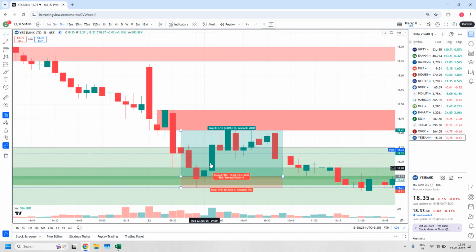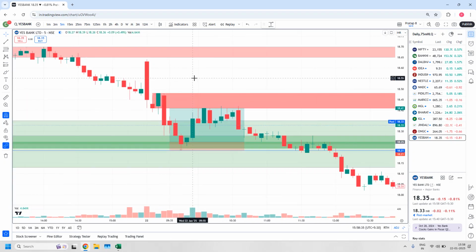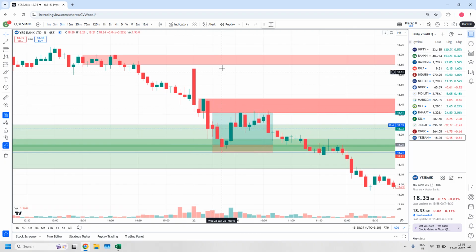Till here it already gave 1:4 RR till the 5-minute zone. So we don't have any issues from the RR point of view. But what is happening? Our 15 minutes target is not achieved. The 5 minutes level is holding. See, it is simply holding the prices.